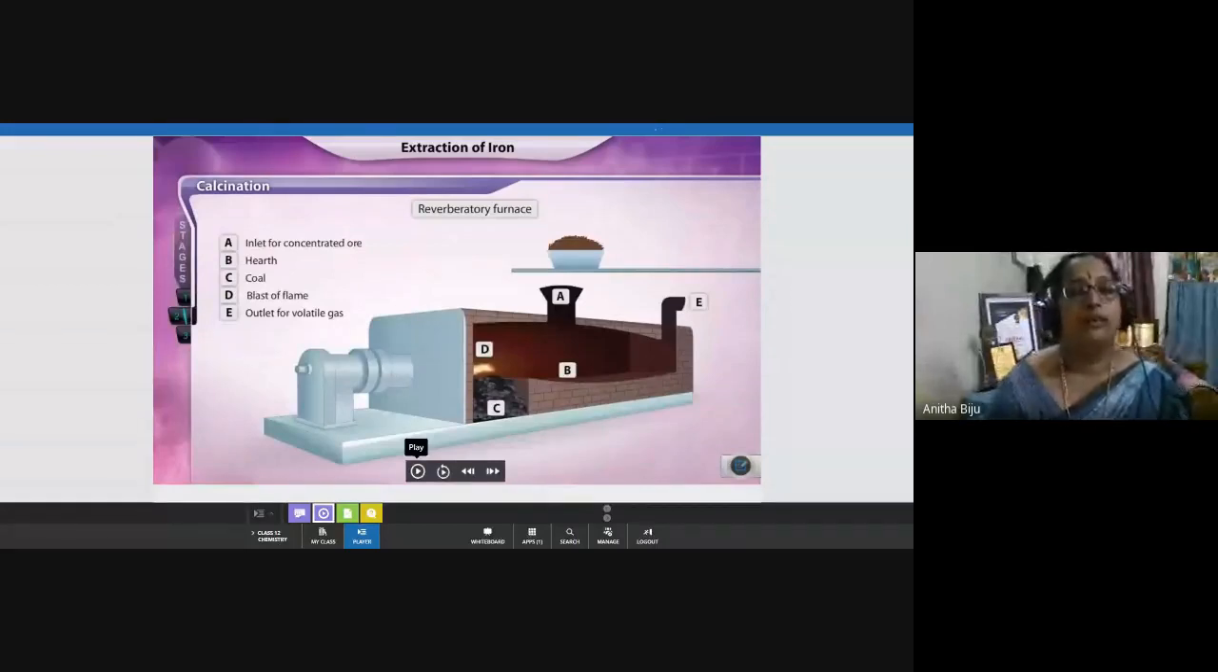Reverberatory furnace. And which are the important parts of a reverberatory furnace? Have a look. A is the inlet for concentrated ore. B is the hearth or furnace. C is coal, which is a fuel. D is the blast of flame, and E is the outlet for volatile gas. The significance of the calcination process is that volatile impurities are expelled out, as well as moisture. Okay.